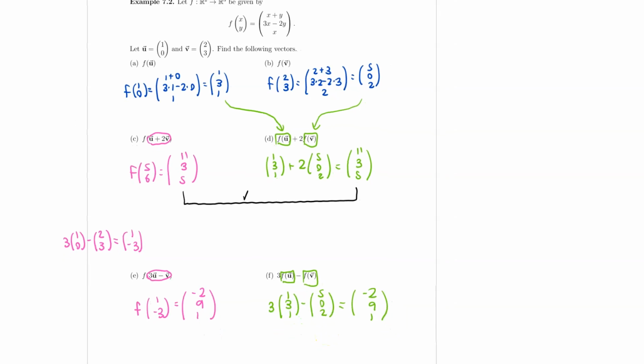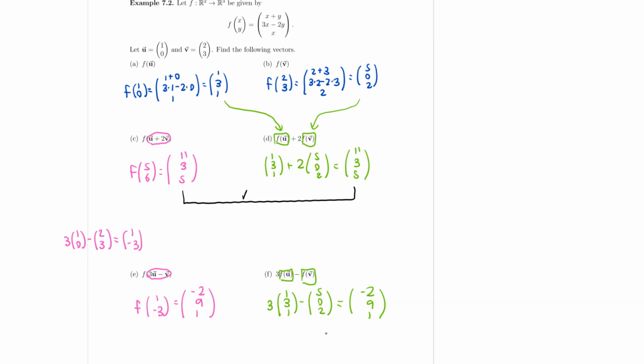So once again, my pink vector and my green vector are the same. And this is indeed the property of a linear transformation. F of a linear combination is the same as the linear combination of f.